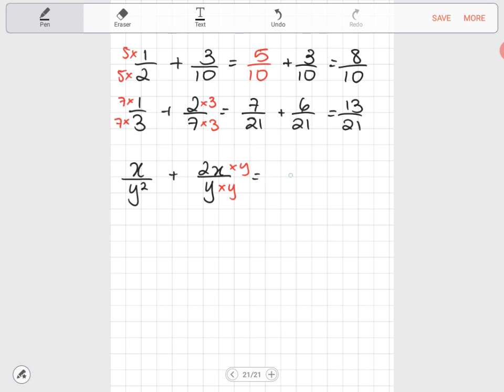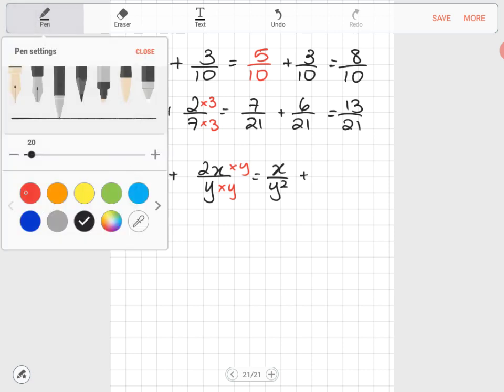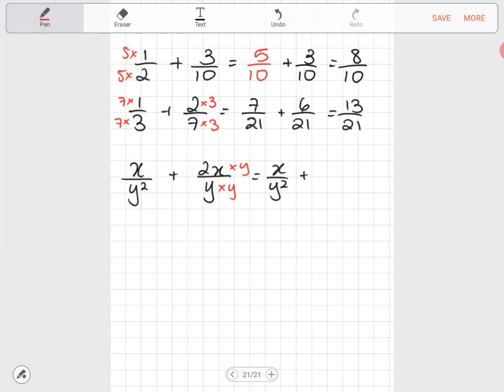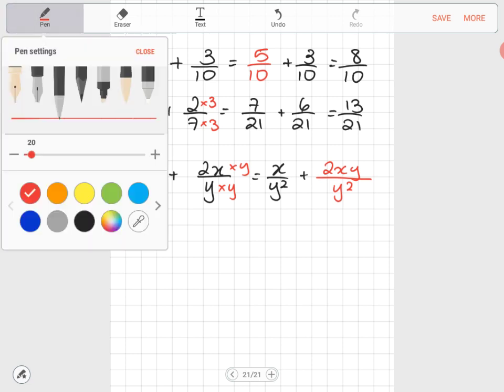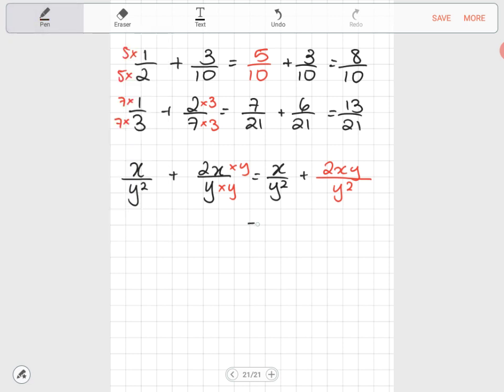So I'm going to write that first one as normal because we did not change it. And then that second one, I'm just going to multiply each term by y. So we're going to get 2xy over y squared. Right, now our denominators are the same, so we can add them up. So x plus 2xy over y squared. We can't actually go any further than this because this does not have a y and that does. So they're two different terms, so we cannot go any further.